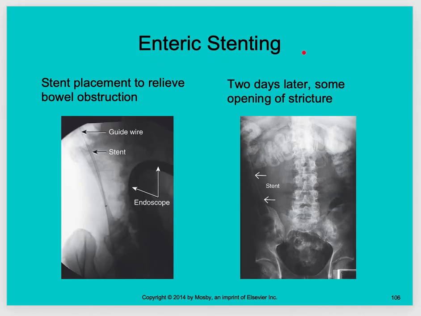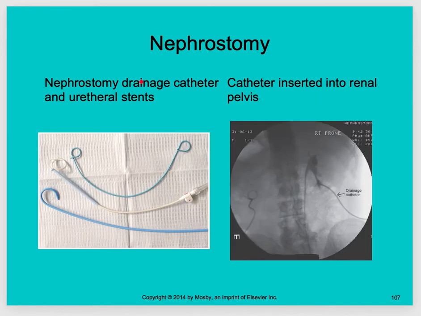So enteric stenting, stent placement to relieve a bowel obstruction. So you've got your guide wire and your stent, your endoscope there. So 2 days later, some opening of stricture. So you can see the stent right here, and it's opening that stricture and allowing for more movement within that enteric system, so within that bowel. Sometimes those stents have to stay. Sometimes they can be removed later on, just depending on what the initial diagnosis was.